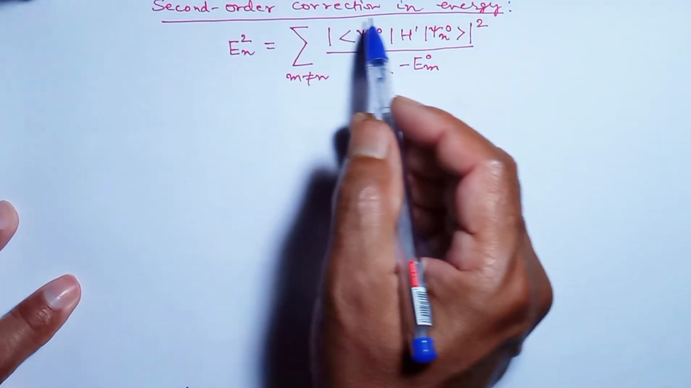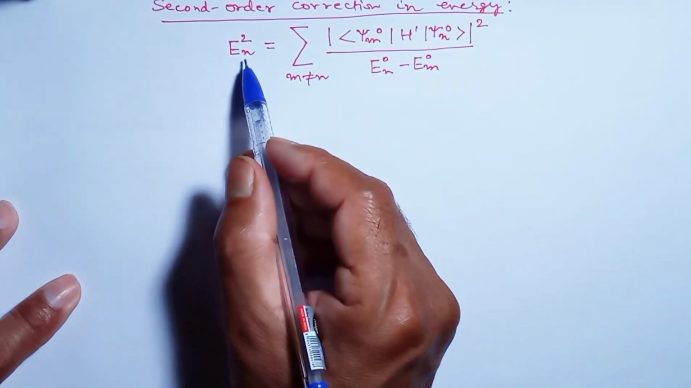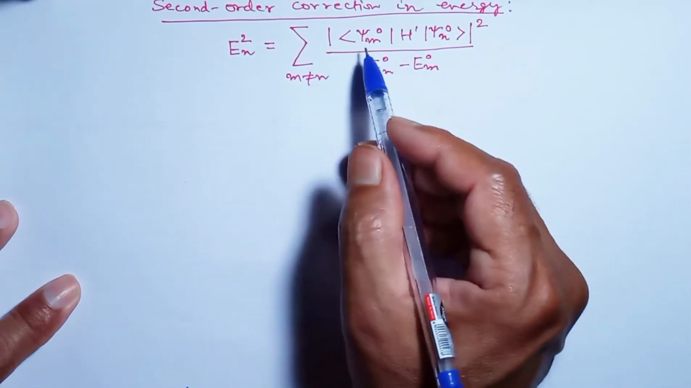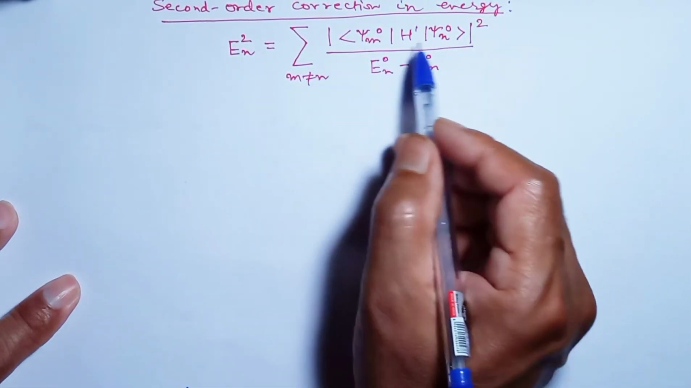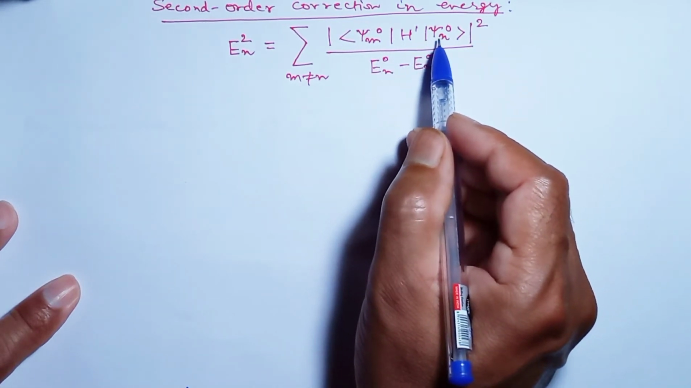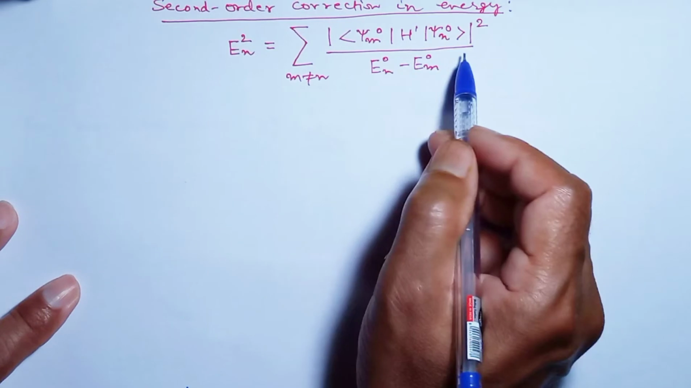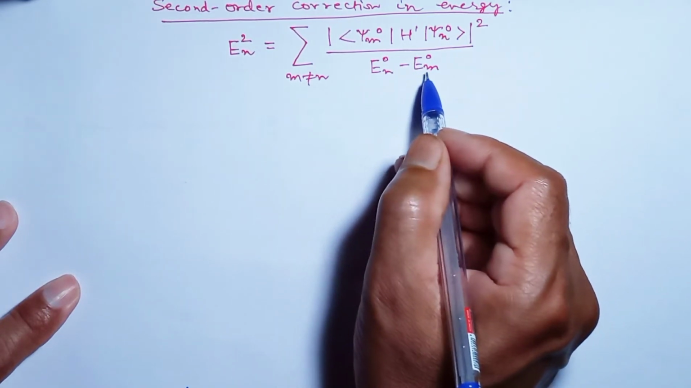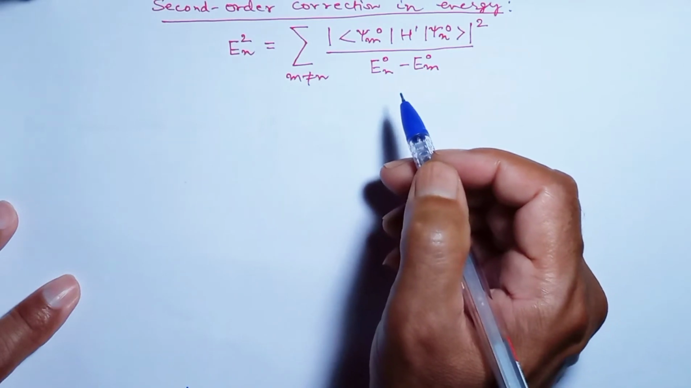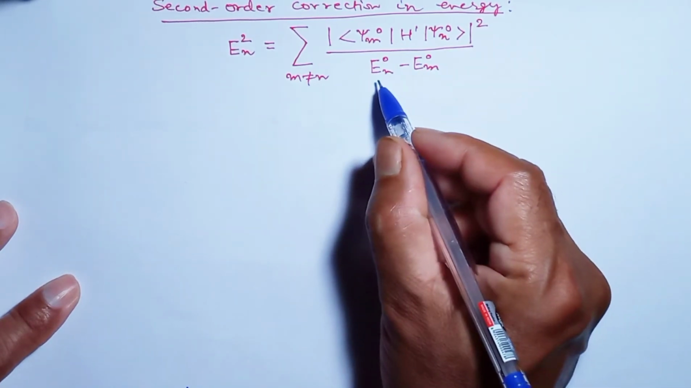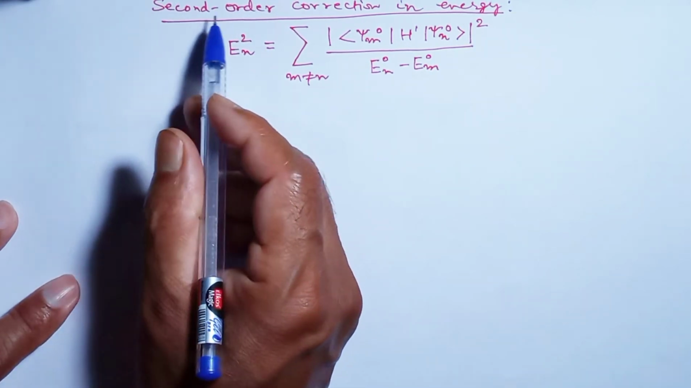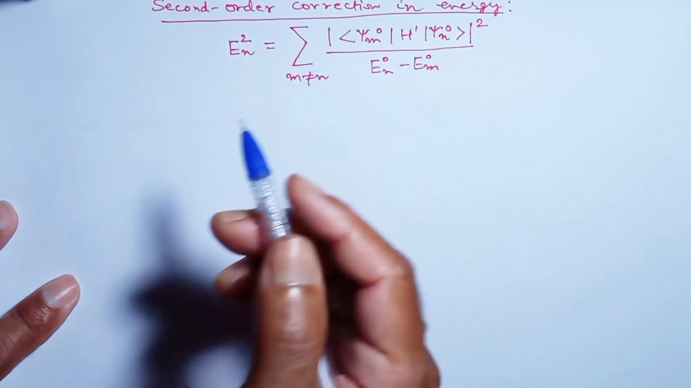Let us see the second order correction in energy. This is En2 equals summation of the square of the mod of bra psi m0 H prime ket psi n0 divided by En0 minus Em0. Here 0 represents the unperturbed state. And we have to find the second order correction in the ground state energy.